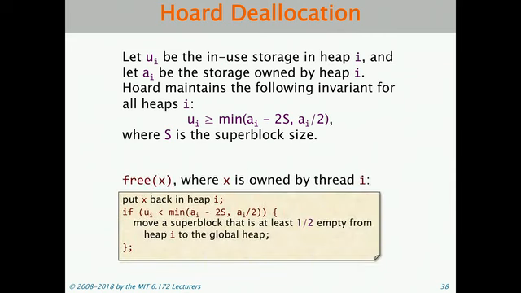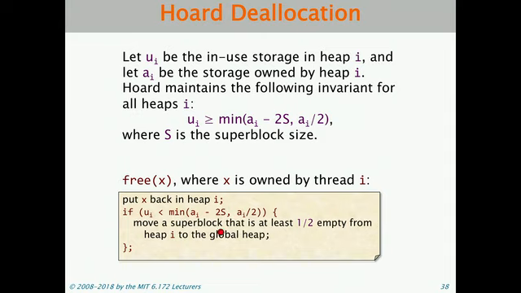So how it implements this is as follows. When we call free of X, let's say X is owned by thread I, then we're going to put X back into heap I. And then we're going to check if the in-use storage in heap I, U sub I, is less than the min of A sub I minus 2S and A sub I over 2. And what this condition says, if it's true, it means that your heap is at most half utilized.